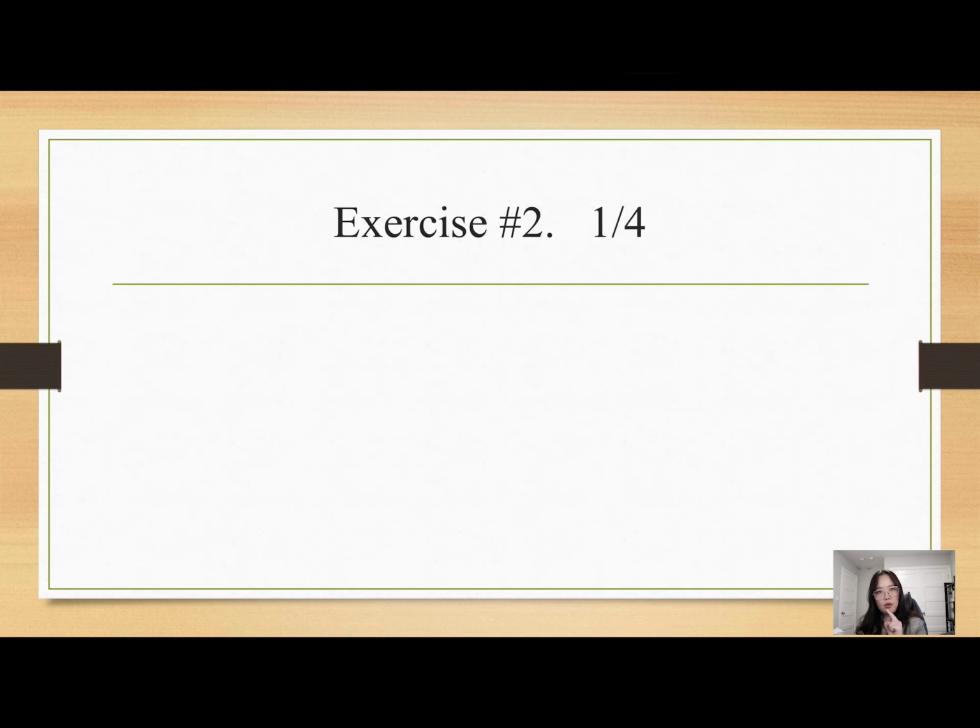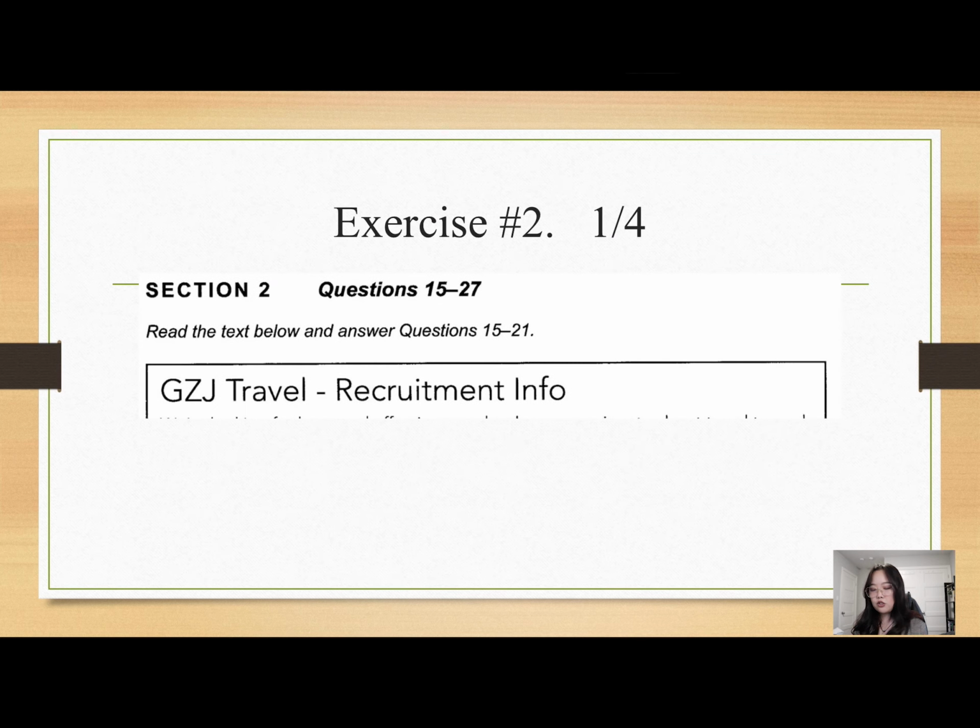And then let's look at one more exercise. Exercise 2. This is actually a heading taken from a Cambridge IELTS test itself. GZJ travel recruitment info. Recruitment means hiring. So I think this is a recruitment advertisement you usually see on a job posting. A travel agency called GZJ Travel Agency is trying to hire a new employee, maybe.